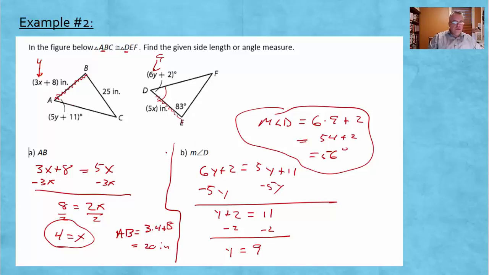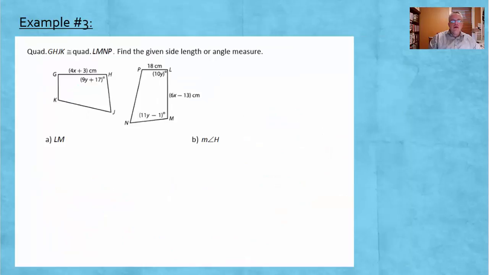Okay, I got one more example here. There we go. We got quadrilaterals this time. And again, there's some kind of extra information. We just got to use what we need. So quadrilateral GHIJK is congruent to quadrilateral LMNP. Remember, that tells me which angles match each other.